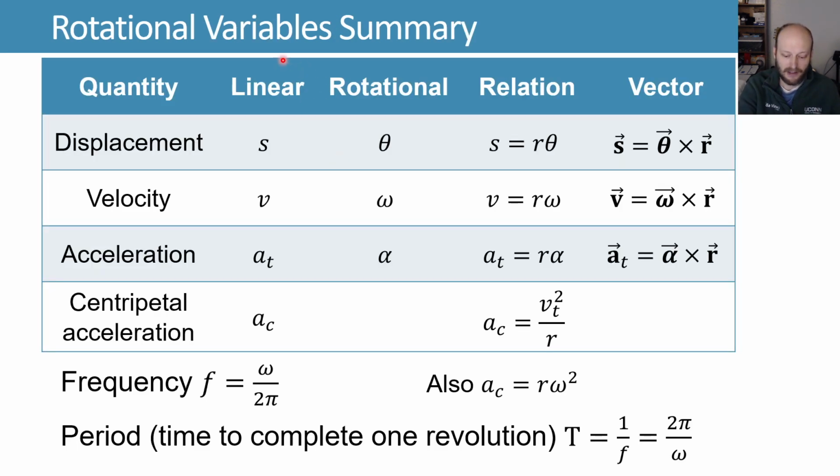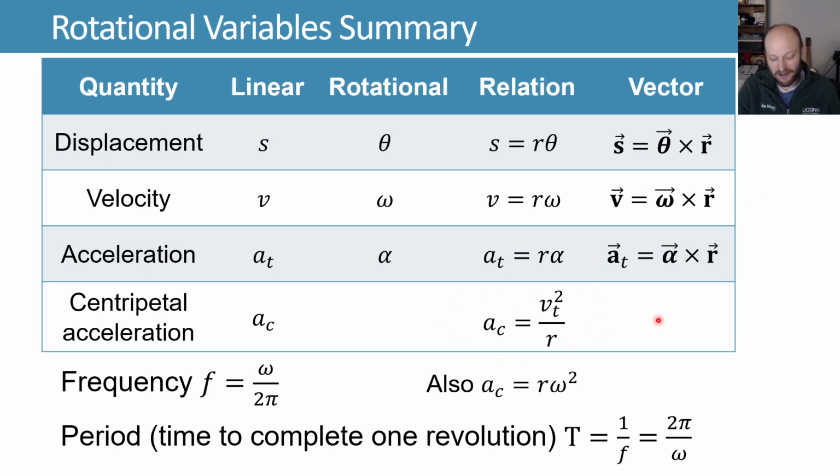Here's a nice comparison between the linear quantities that we've had before in displacement, velocity, and acceleration with our rotational quantities that are new, theta, omega, and alpha, along with the relationships between them where s is r theta, v is r omega, tangential acceleration is r alpha, and the vector relationships. S is theta cross r, v is omega cross r, at is alpha cross r.